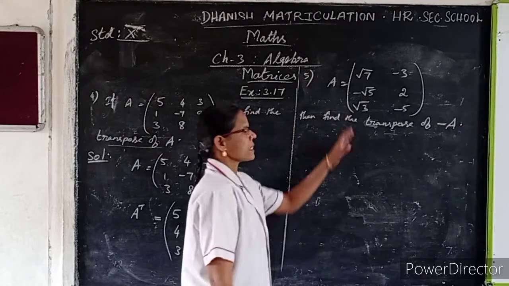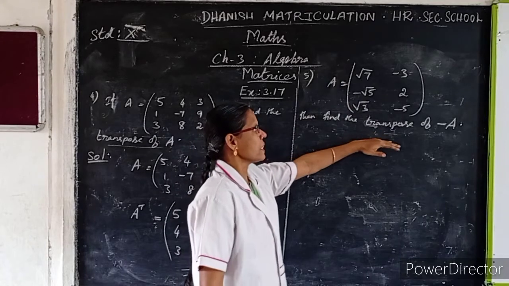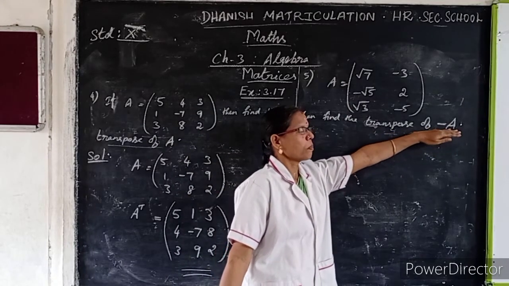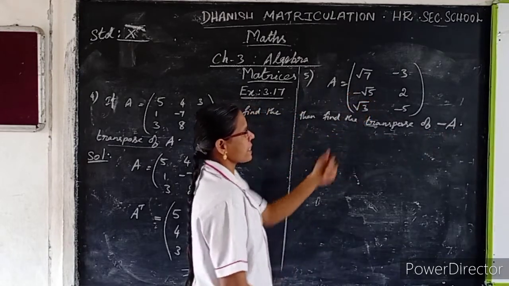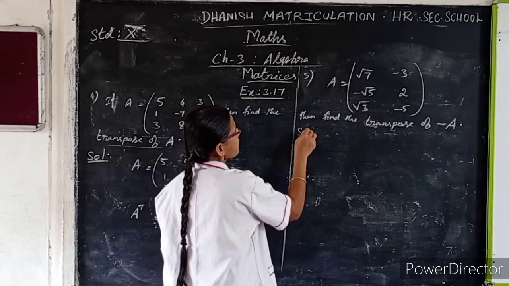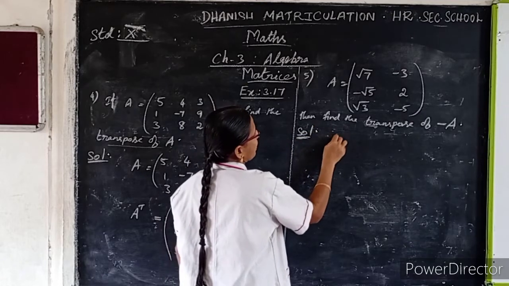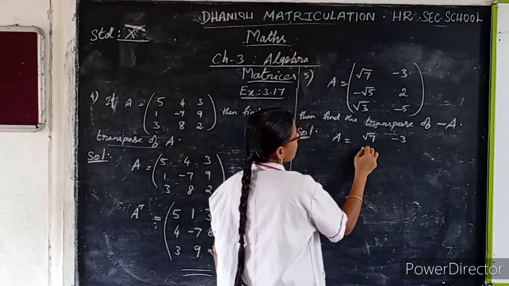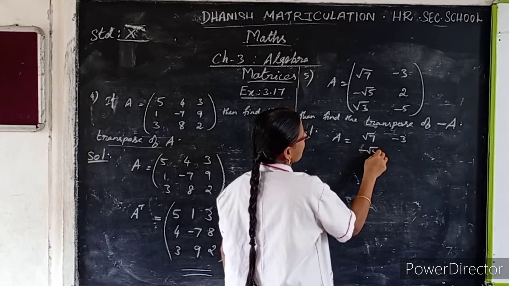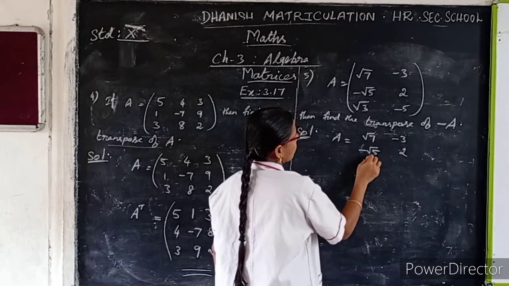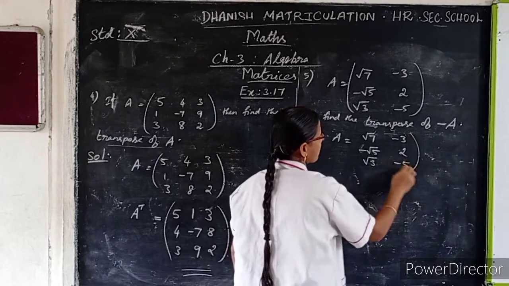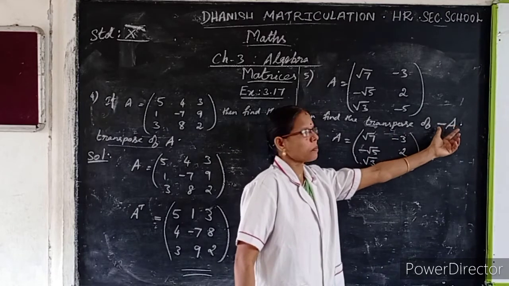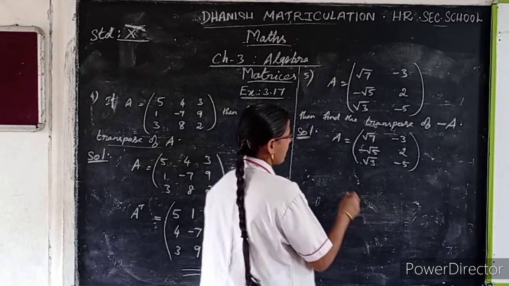So the given matrix is A. Here our question is to find the transpose of minus A. So first find minus A, the negative of matrix A. The given matrix is A equal to root 7, root minus 3, minus root 5, 2, root 3, minus 5. This is the given matrix. First find minus A, that means the negative of matrix A.